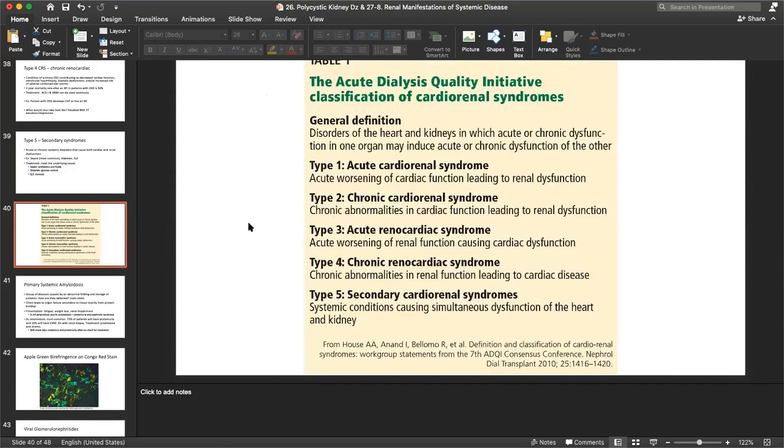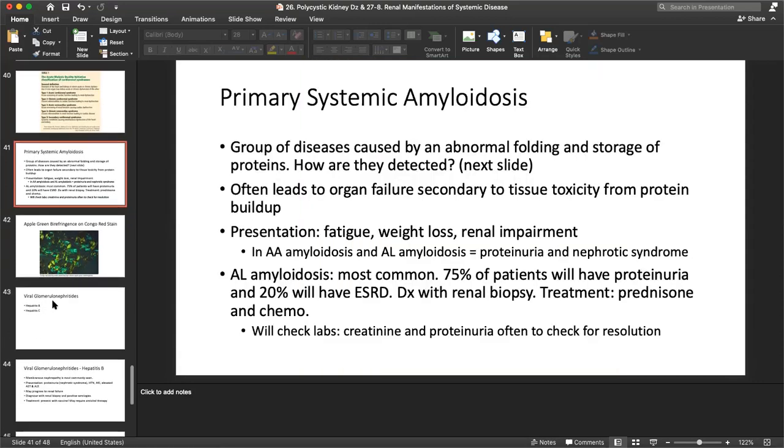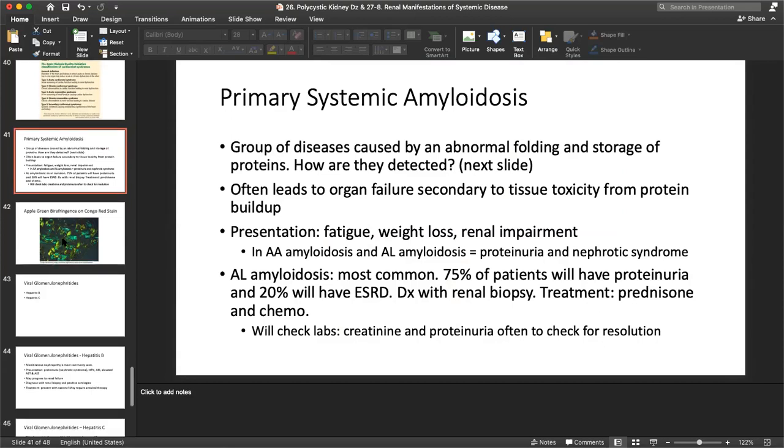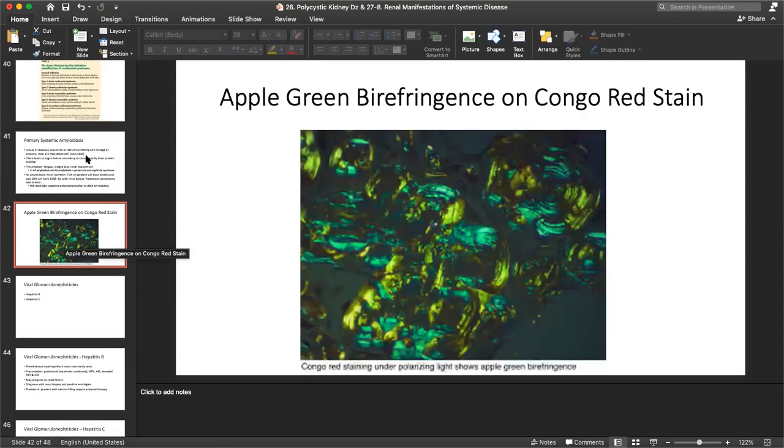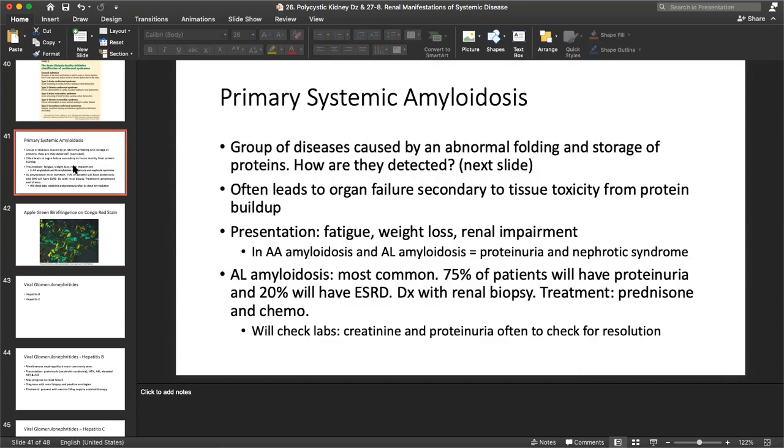And here's just a quick look at that. So primary systemic amyloidosis is going to be a group of diseases caused by the amyloid, abnormal folding. And how are they detected? You guys know this. Apple green birefringence on Congo red stain. So presentation: fatigue, weight loss, renal impairment. 75% of patients will have proteinuria. Treatment: prednisone and chemo.